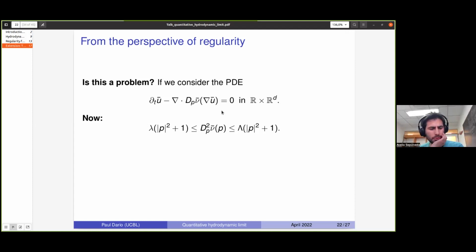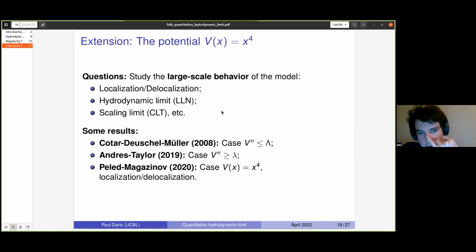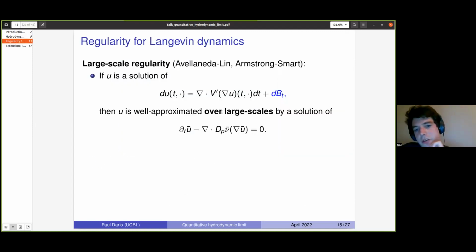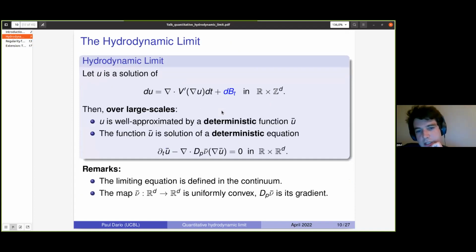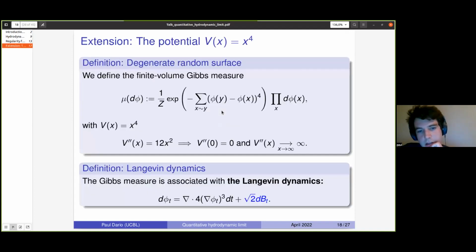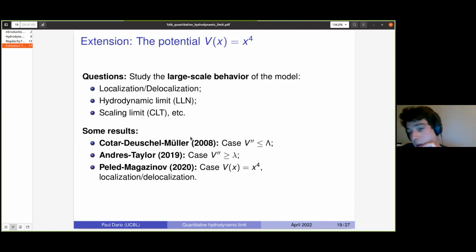And the convexity is absolute, so you cannot do double well potentials and things like that. Not yet, with this technique. They could do it with a tiny bit of negative second derivative in an article by Cotar, Deuschel, and Müller. The second derivative can take small negative values, essentially. It has to be a perturbation of something uniformly convex. But if you want to really treat double well potentials, you have to use other techniques.